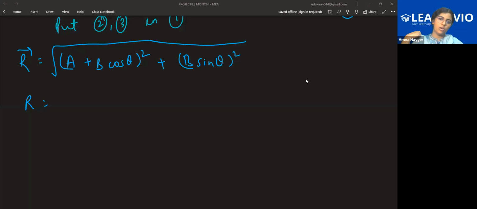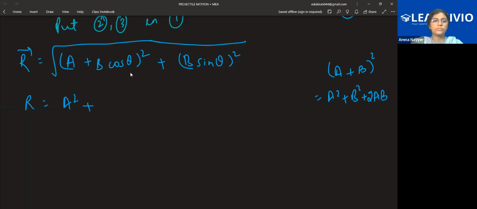See, now what we'll do, we'll just open up the bracket. So A plus B cos theta whole square plus B sine theta whole square. Now you know this identity, a plus b whole square is a square plus b square plus 2ab. So this is A square, plus B square cos square theta, plus 2AB cos theta, plus B square sine square theta.